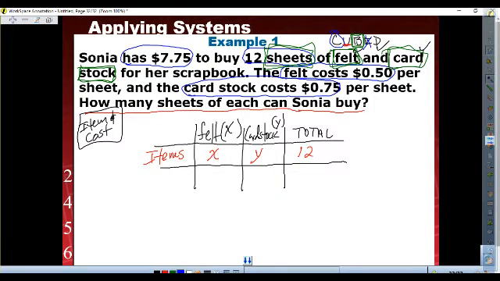The next row, since this is an item and cost problem, what am I going to write here? Cost. What is the cost per felt? 0.50. Since we don't know how many, it's 0.50x. Therefore, the next one would be 0.75y. And what is the total amount she's going to spend?